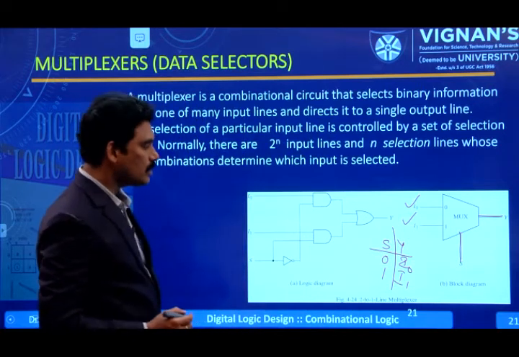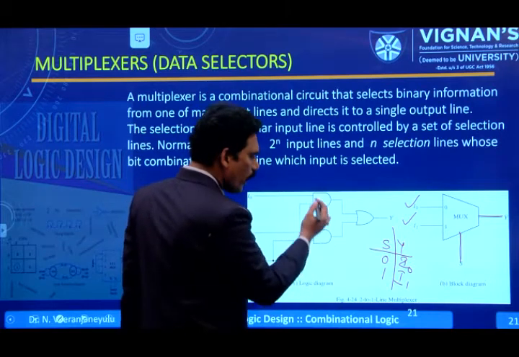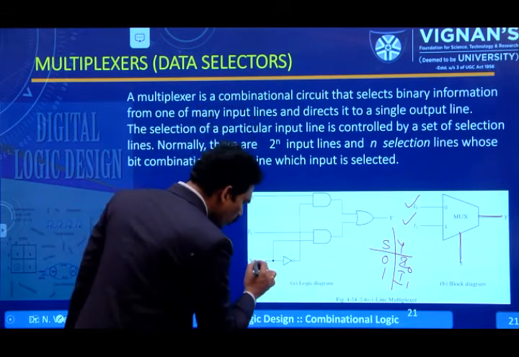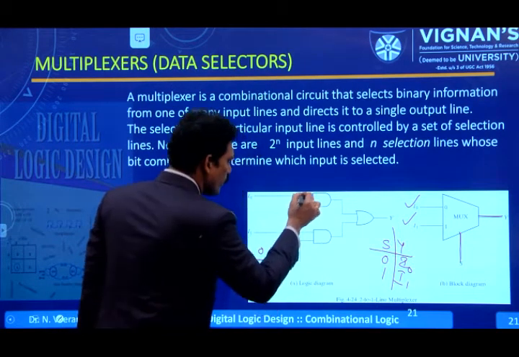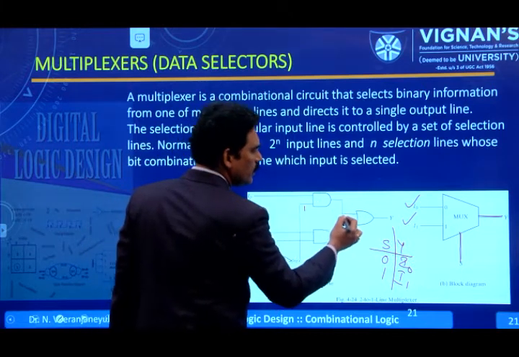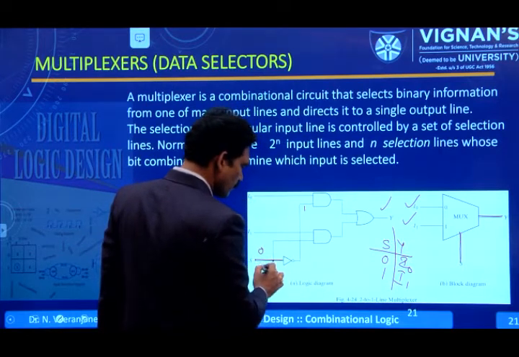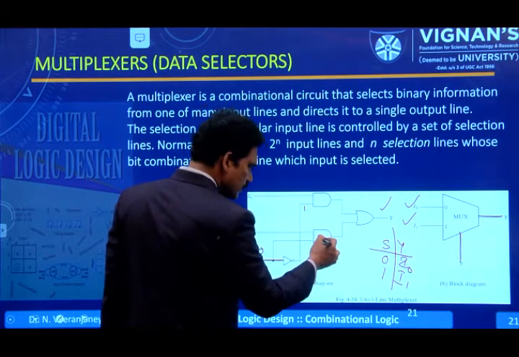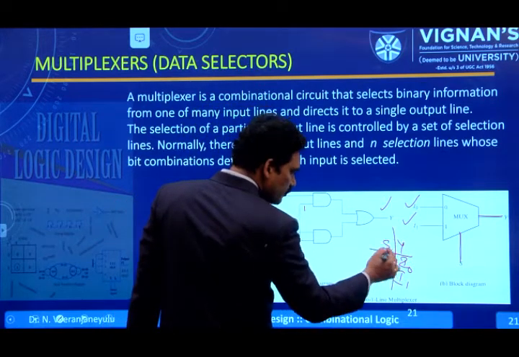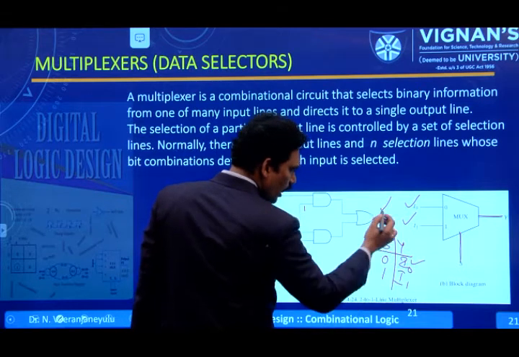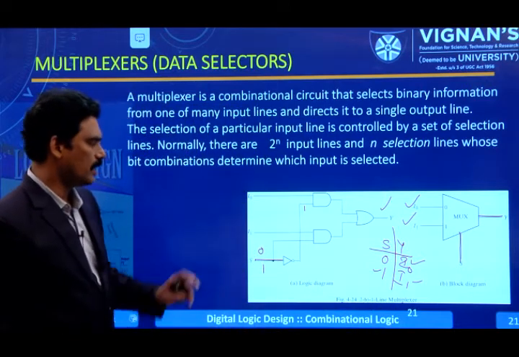And this is the logic diagram for it. See here, two AND gates. If the value of S is equal to 0, the output is I0. If it is 1, it takes the second AND gate, so the output is I1. So, if the S value is 0, the output is I0, and if the S value is 1, the output is I1. This is the 2 to 1 line multiplexer.